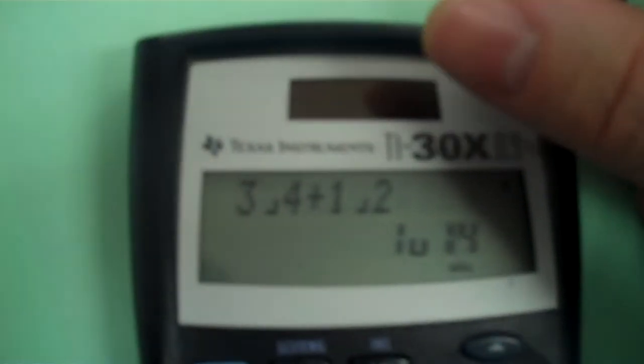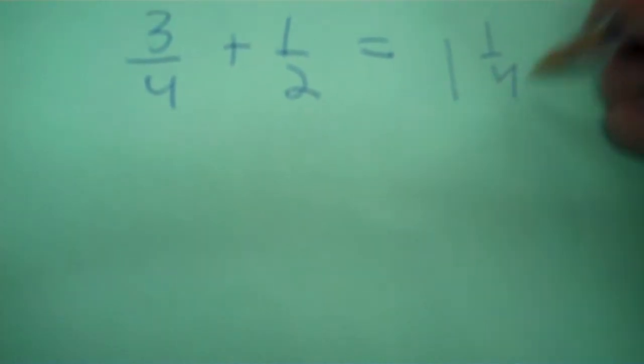You go 3/4, so 3. And on this calculator, the fraction button is ABC. It's right here where my thumb's at. That now gives you a fraction, that little thing there. And then put 4. And then you want to add a half, so plus 1. Okay, 1 1/4. And that's what we got.